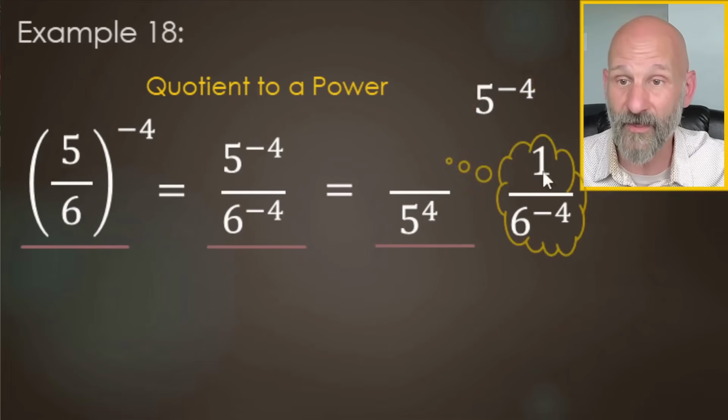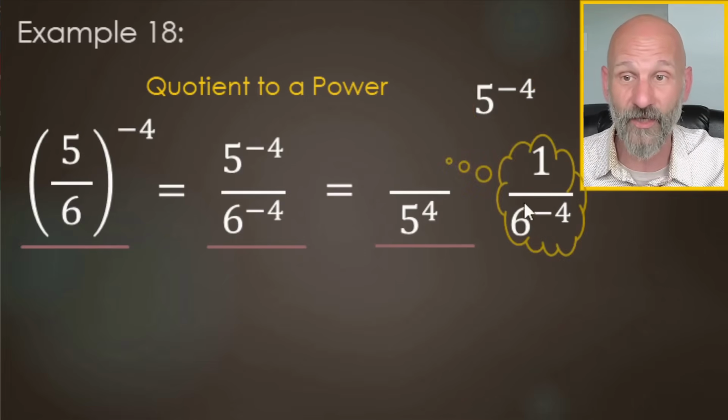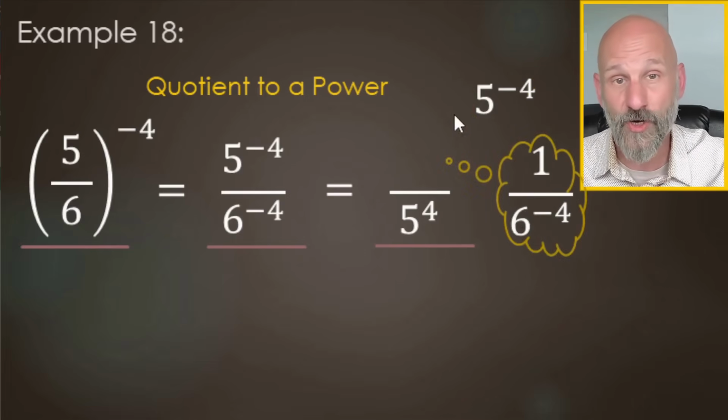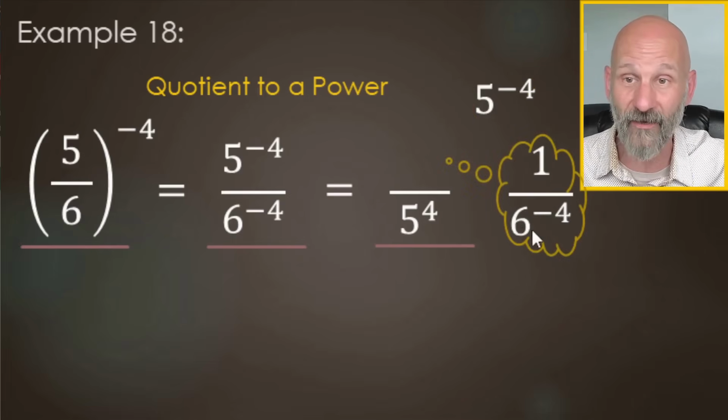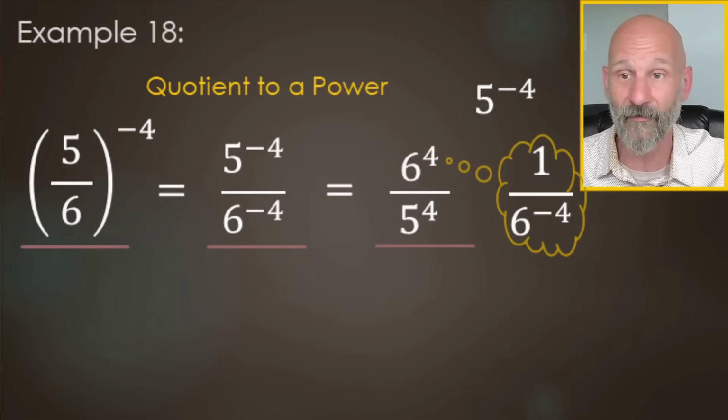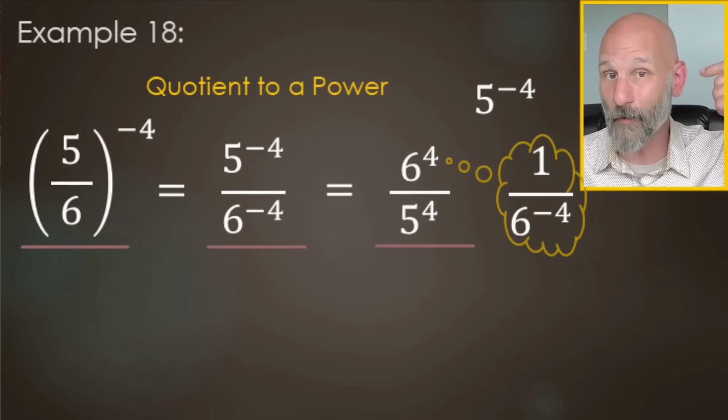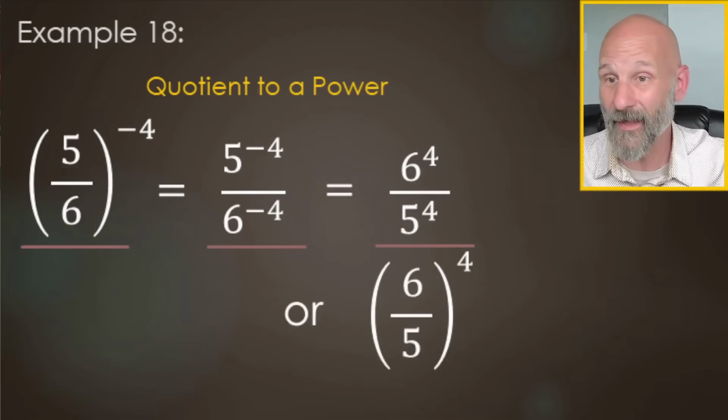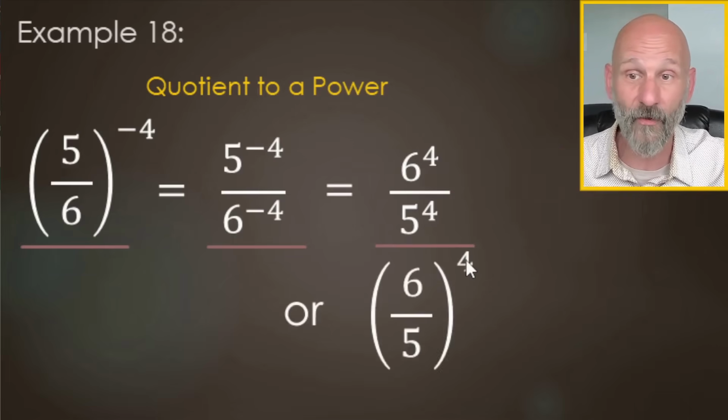And then when we have this 1 over 6 to the negative 4, it's going to go from the denominator to the numerator, but instead of being a negative 4, it's going to be a positive 4. So we're going to end up with 6 to the fourth over 5 to the fourth. Now remember, with that quotient to a power, that's the same thing as 6/5 to the fourth power.